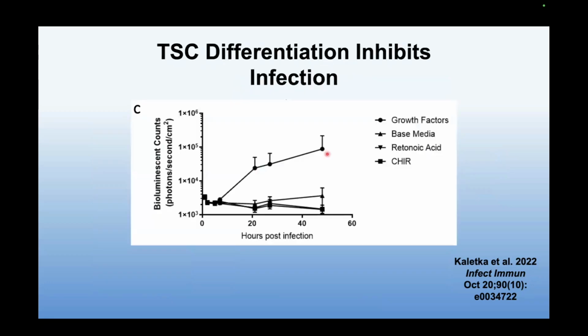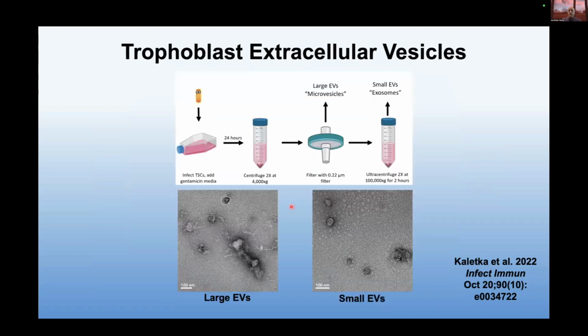And so he differentiated the trophoblasts, the TSCs, using a couple of different methods, including just removing the growth factors. And it inhibited the growth of Listeria, which is kind of what we expected, because the trophoblast that's infected is the extravillous one and not the syncytial trophoblast or other forms that trophoblasts take. So then he made EVs from the infected and uninfected TSCs.